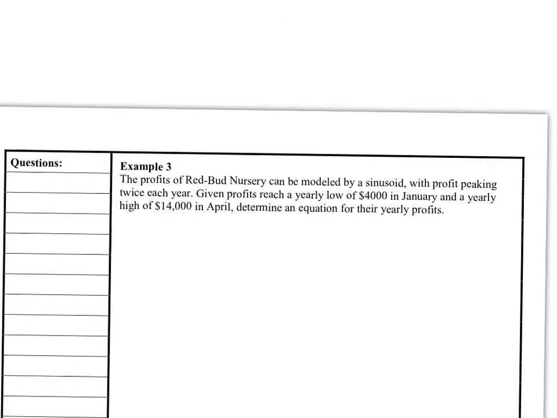Okay, so here we have the profits of a nursery modeled by a sinusoid. That's just another way of saying a periodic function, something that's cyclical. So the profit peaking twice each year. The profit reaches a yearly low of 4,000 in January and a high of 14 in April. Determine an equation for their yearly profits. So we're going to graph it over the course of a year and see what it looks like.